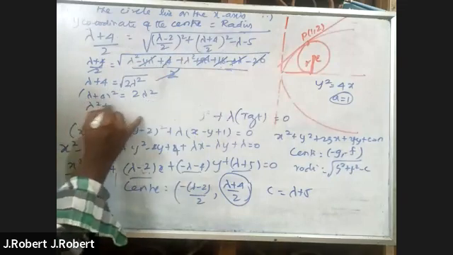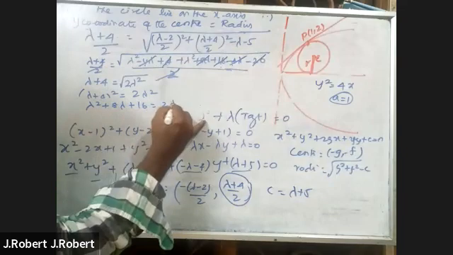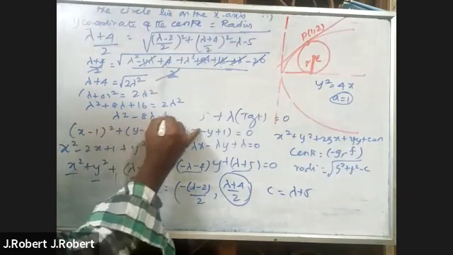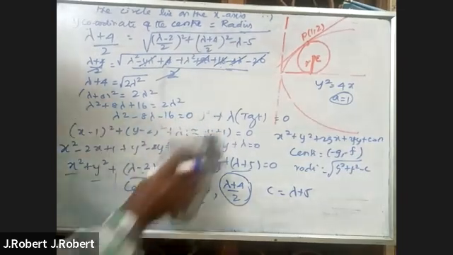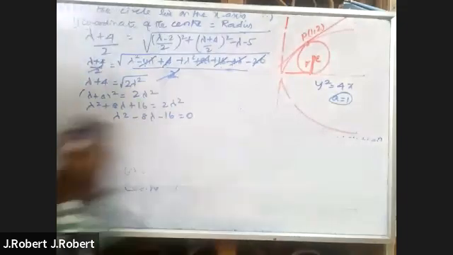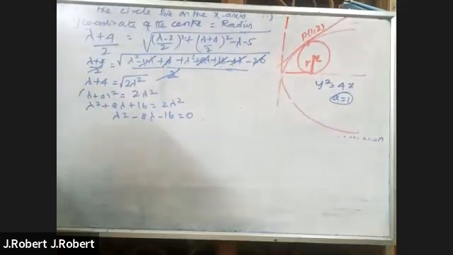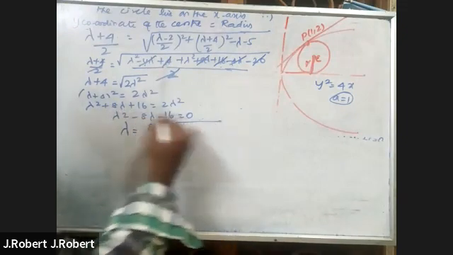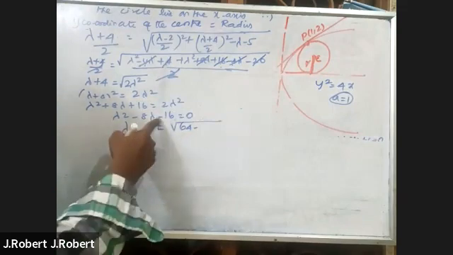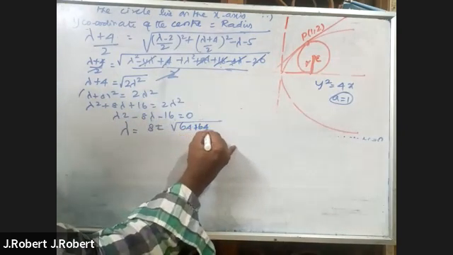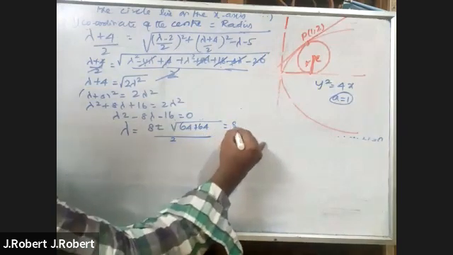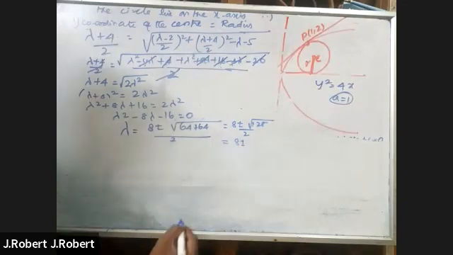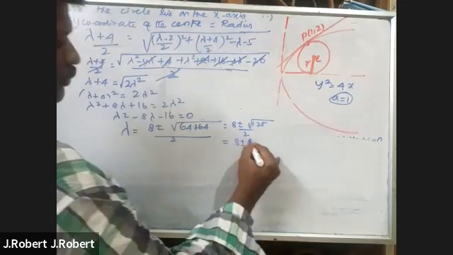Therefore, lambda square plus 8 lambda plus 16 equals 2 lambda square. Simplifying, we get lambda square minus 8 lambda minus 16 equals 0. Using the quadratic formula, we can find the lambda value. Lambda equals minus b plus or minus root of b square minus 4ac, which is 8 plus or minus root of 64 plus 64, divided by 2, which is 8 plus or minus 8 root 2 divided by 2.